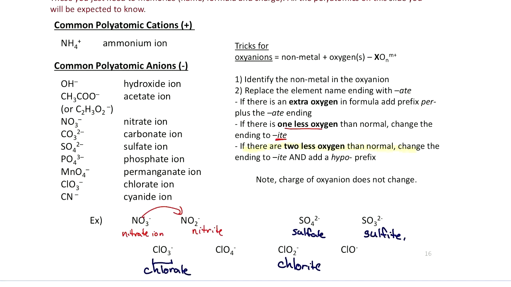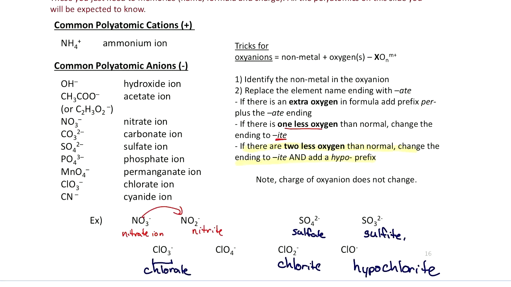If there are 2 fewer oxygens than normal, you're going to have the -ite ending, and then you're going to add an additional hypo- prefix. So I like to think, okay, chlorate, remove an oxygen, it becomes chlorite. Remove another oxygen, add a hypo to it, but keep the -ite ending. So ClO minus is called hypochlorite ion. That's what bleach is. Sodium hypochlorite is bleach. Okay, so that's removing oxygens. It goes -ite and then hypo.